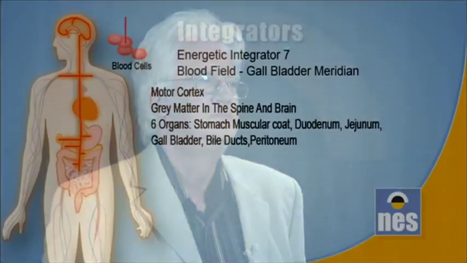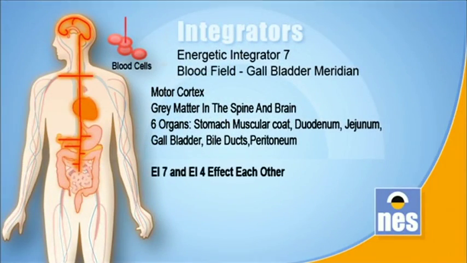In Chinese medicine too, the gallbladder meridian has got a lot to do with blood, but it's the hemoglobin in the blood only. There's an interesting relationship between Integrator 7 and Integrator 4. One will affect the other. One goes up, the other goes down, like a seesaw. So if Integrator 7 won't come right, which is quite possible, try Integrator 4.